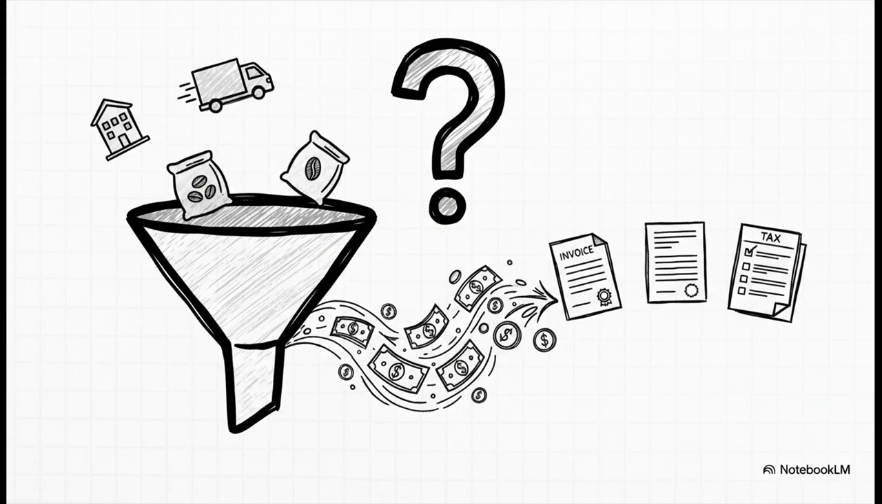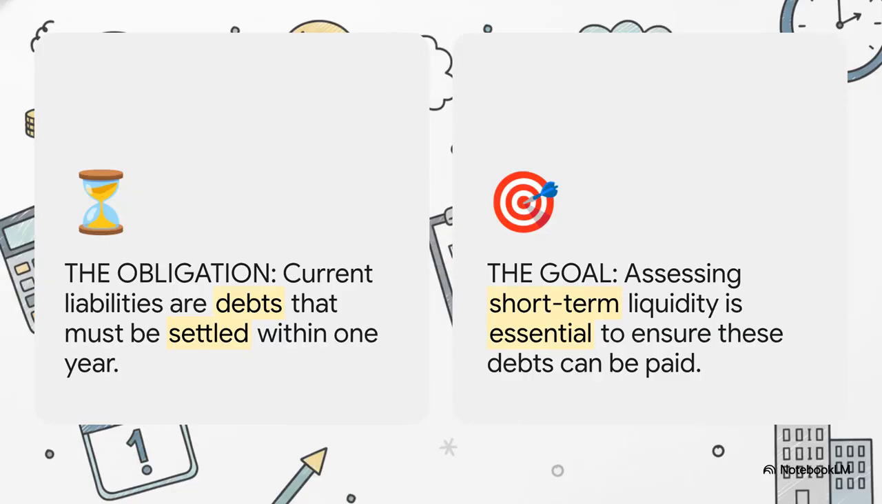Liquidity is just a measure of a company's ability to get its hands on cash to pay off its short-term debts, those current liabilities we've been talking about. In the simplest terms, liquidity answers the most fundamental question there is: can this company actually pay its bills when they come due? And this slide really shows you the night and day difference.